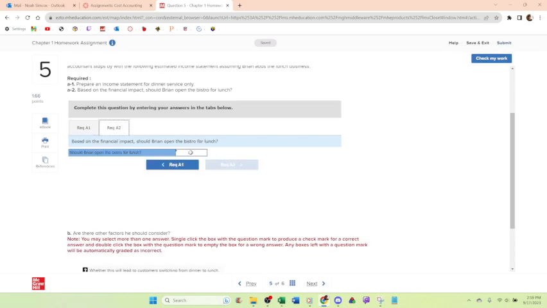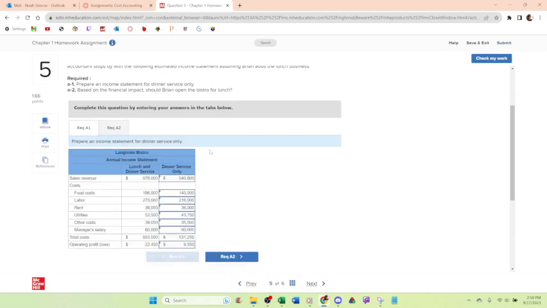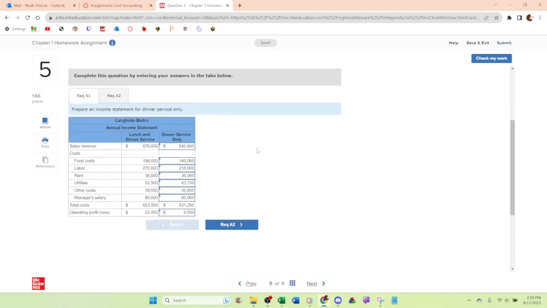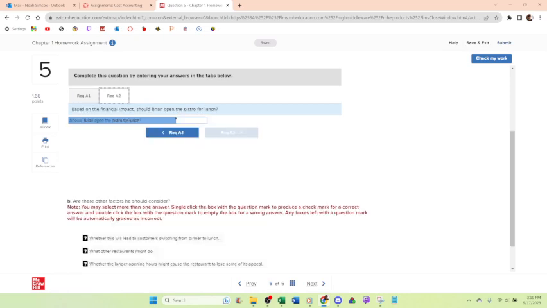Based on financial, should not open. Wait, hold on a second. I'm such a moron. I read that backwards. The current profit for what you're doing now is less than the profit you would make if you opened the lunch. I had it backwards because it's in opposite order of what I'm used to doing. I'm used to doing what you're doing now on the left and then adding something else on the right. So actually it says you should open the lunch.